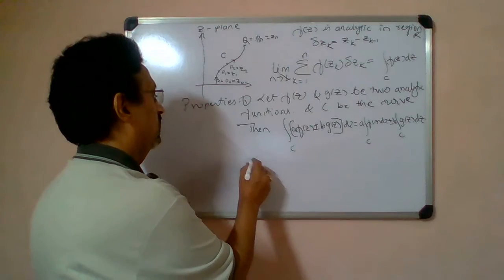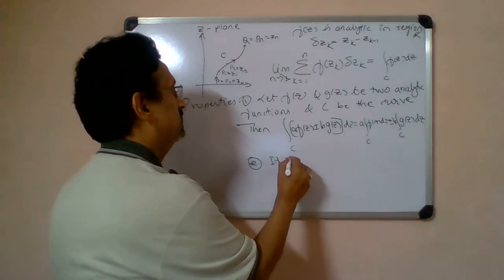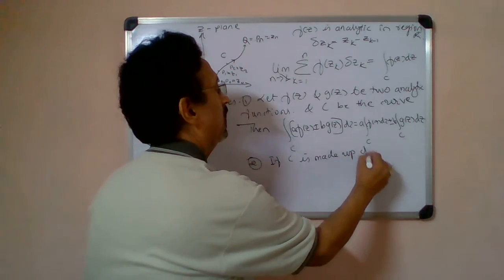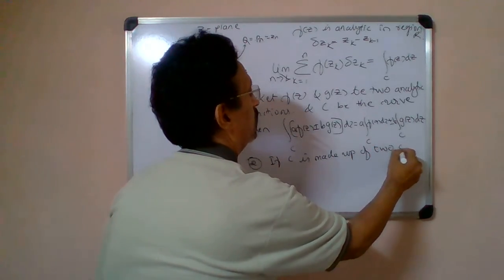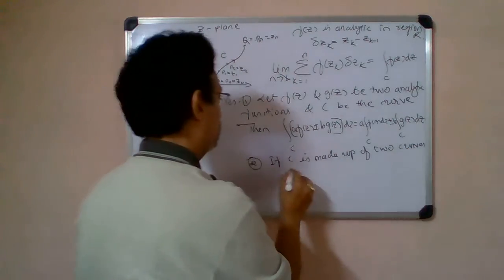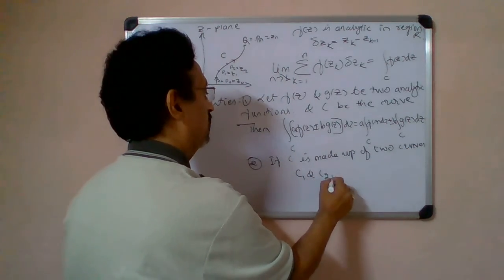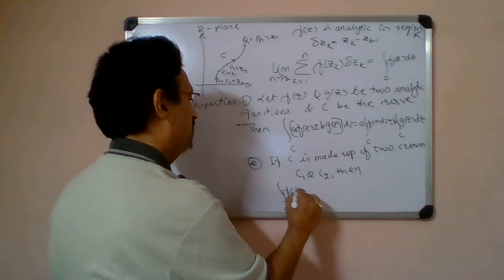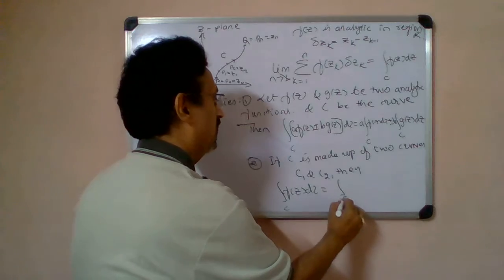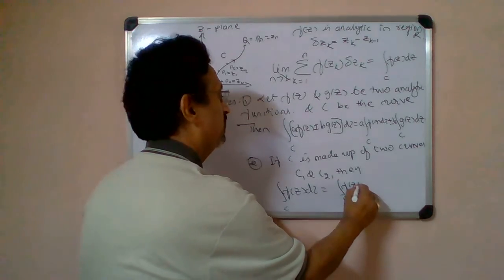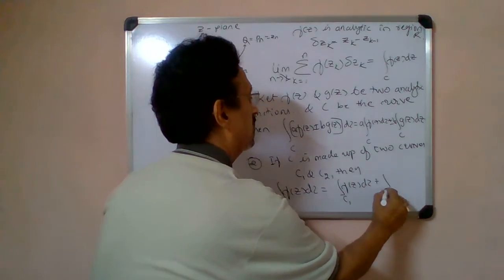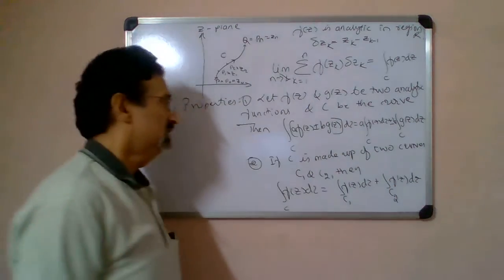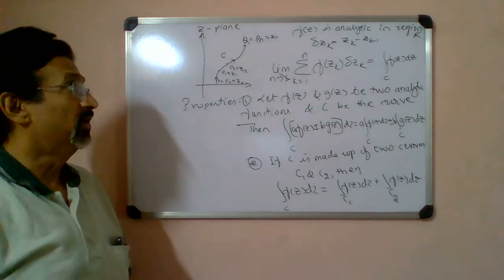The second property: if C is made up of two curves C1 and C2, then the integration over C of f(z) dz is equal to the integration over C1 of f(z) dz plus the integration over C2 of f(z) dz. So this is the second property.